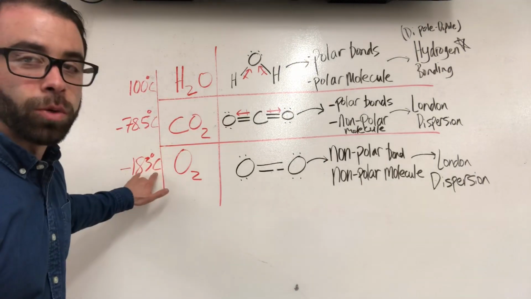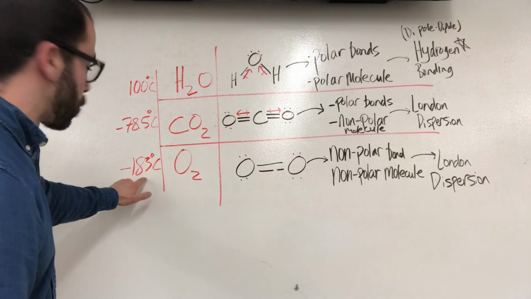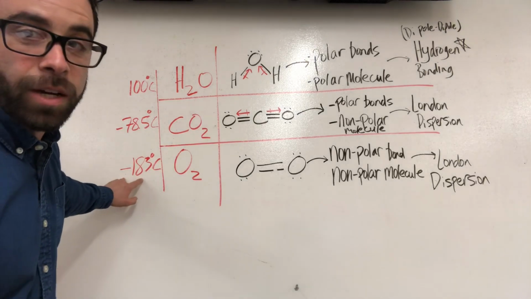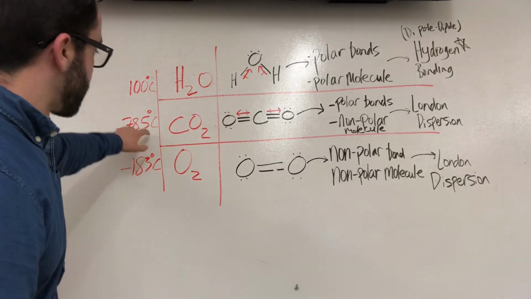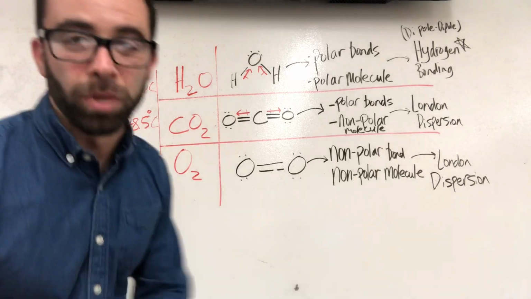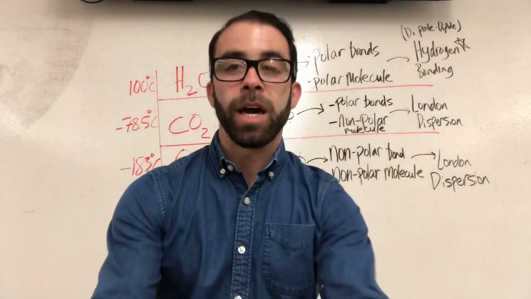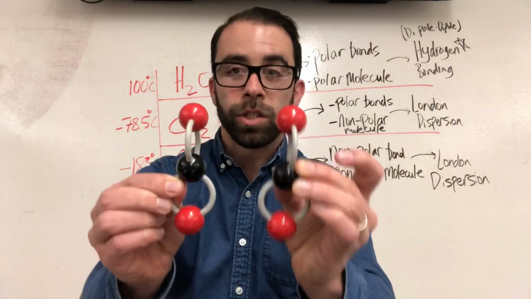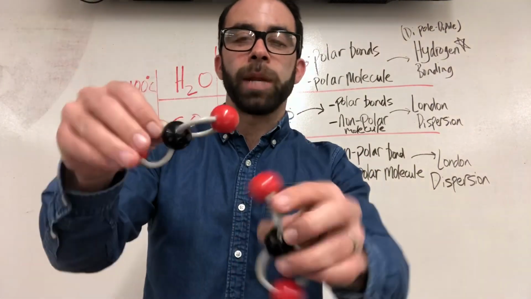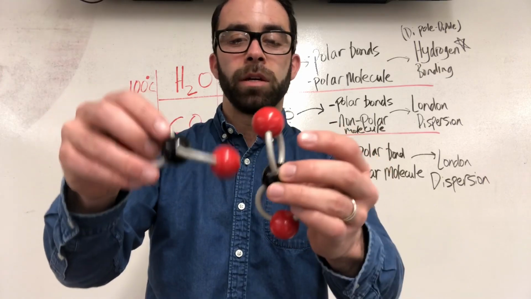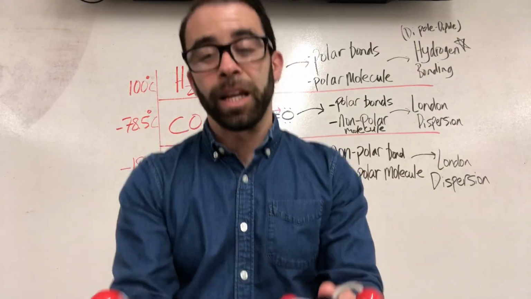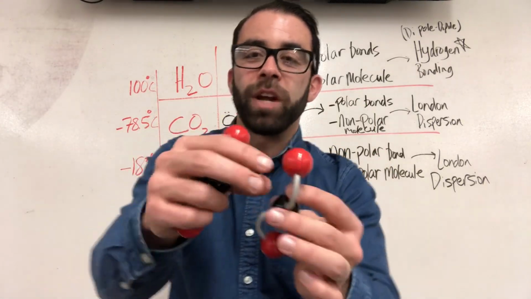Now, why is O2's boiling point so much lower? It's a negative 183 degrees Celsius, as opposed to a negative 78.5 degrees Celsius boiling point. So why is that? Well, CO2 has more connecting points. Because it has more connecting points for London dispersion to happen, it has 3 atoms as opposed to 2, and technically there's a little bit of a positive region right here.